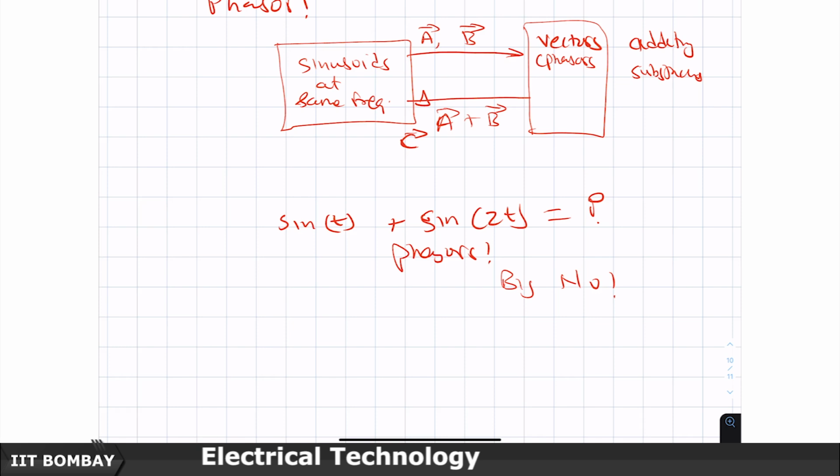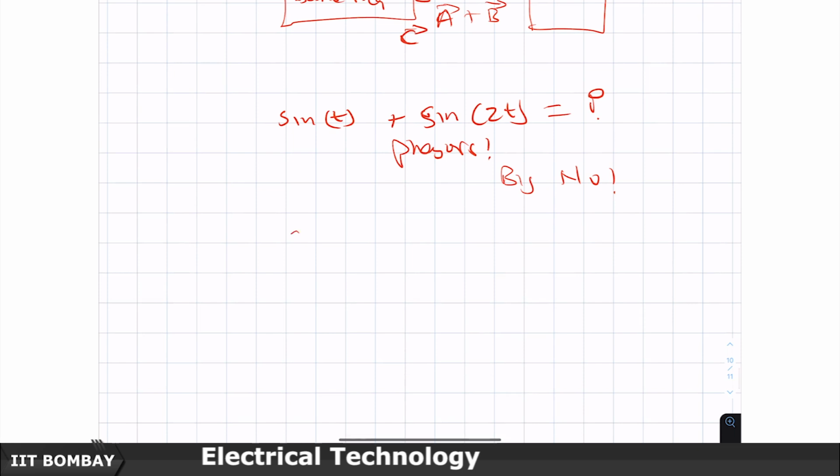But the resultant waveform does not have one common frequency. So, you can't say the resulting waveform will be at sine t or at sine of 2t. For doing phasor analysis, all the sinusoids have to be at the same frequency. Now, suppose all of them are at the same frequency.